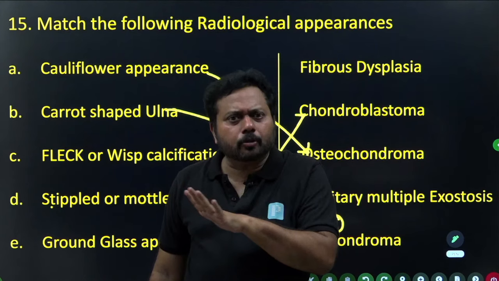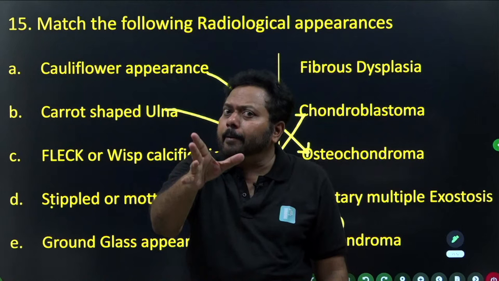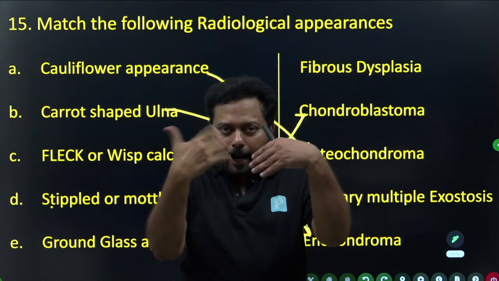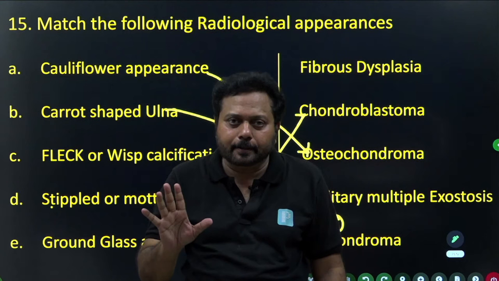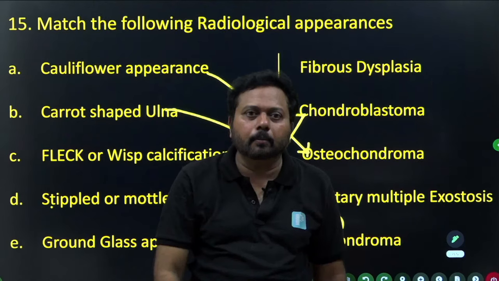Osteoclastoma, the age group is different. The site is the same, and the radiological appearance almost appears the same. It's an osteolytic lesion. Dear friends, please concentrate. Osteolytic lesion of the epiphysis: ask the question paper setter, what is the age? 10 years, chondroblastoma. 35 years, giant cell tumor, otherwise osteoblastoma.